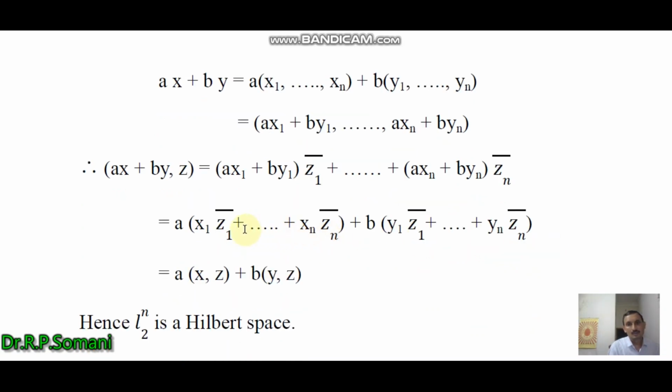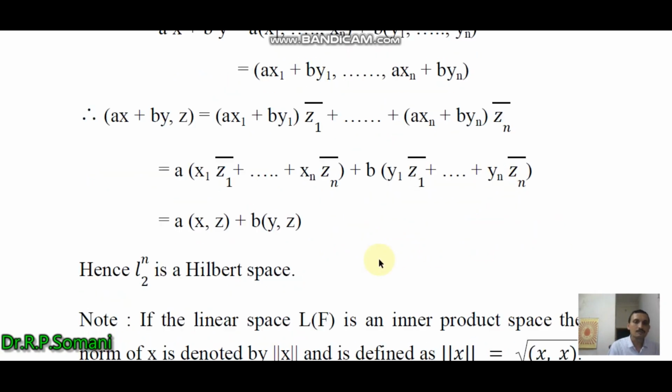Applying the linearity, we rewrite this as a times x1 z1 bar plus x2 z2 bar and so on xn zn bar, plus b times y1 z1 bar plus y2 z2 bar plus yn zn bar. By the definition of the inner product, this is axz plus byz. So we have proved all three conditions of the Hilbert space. Therefore, we can say that L2n is a Hilbert space.